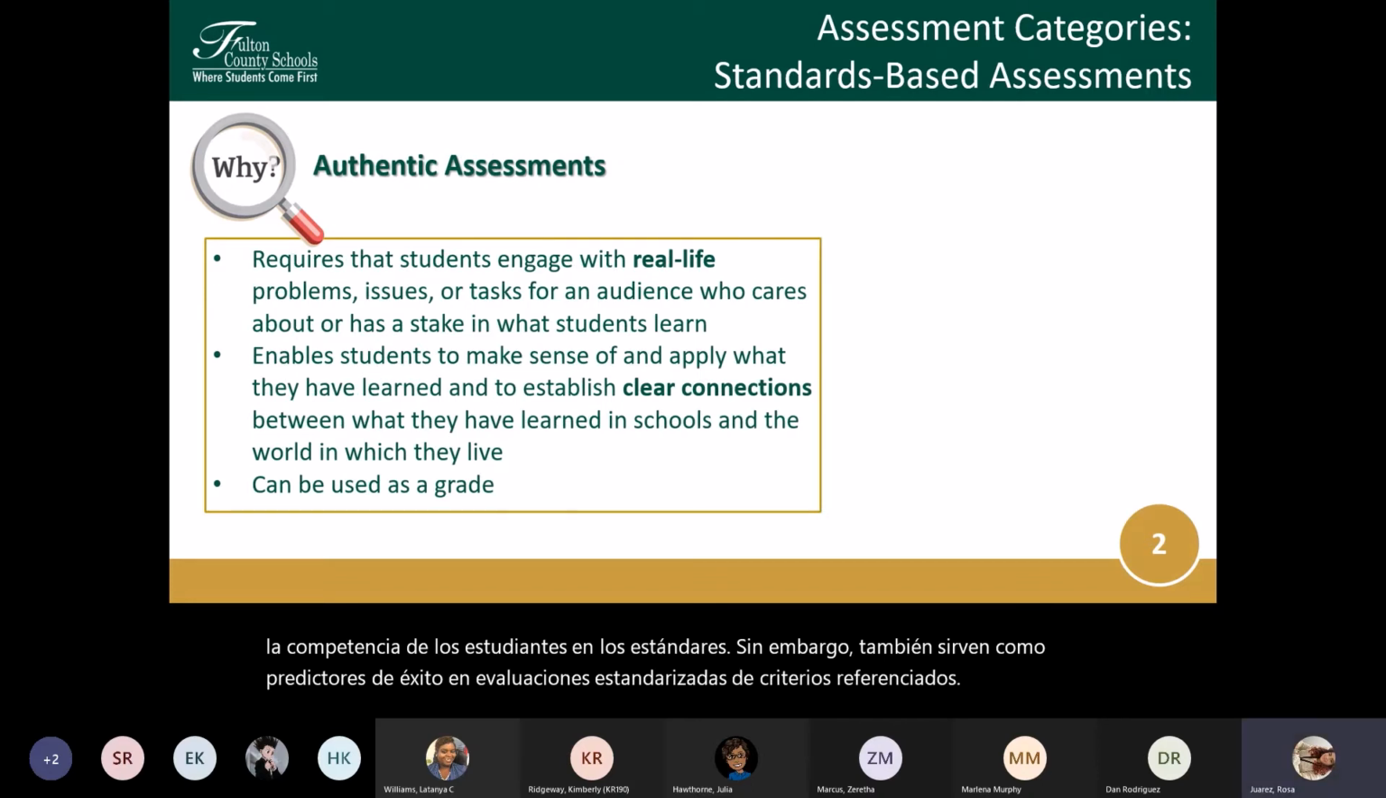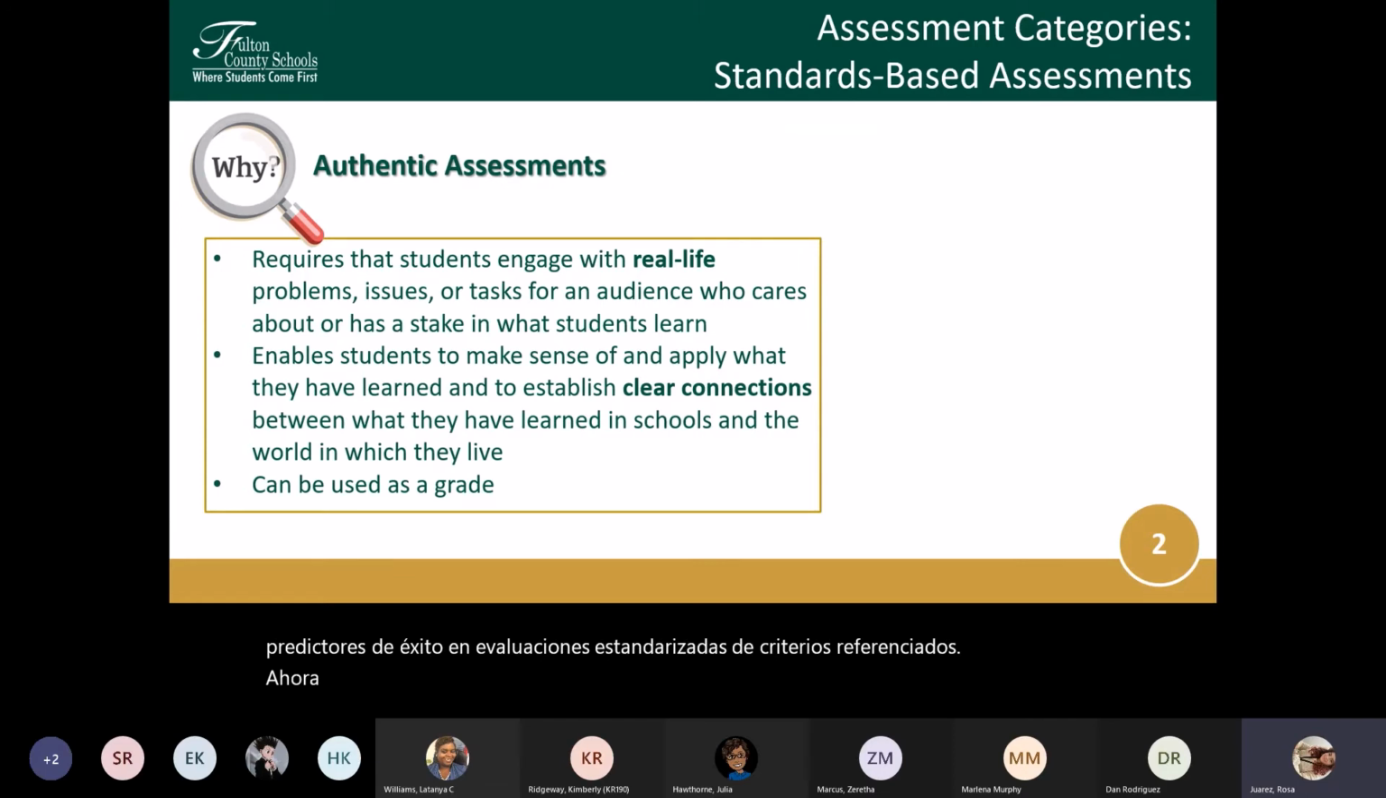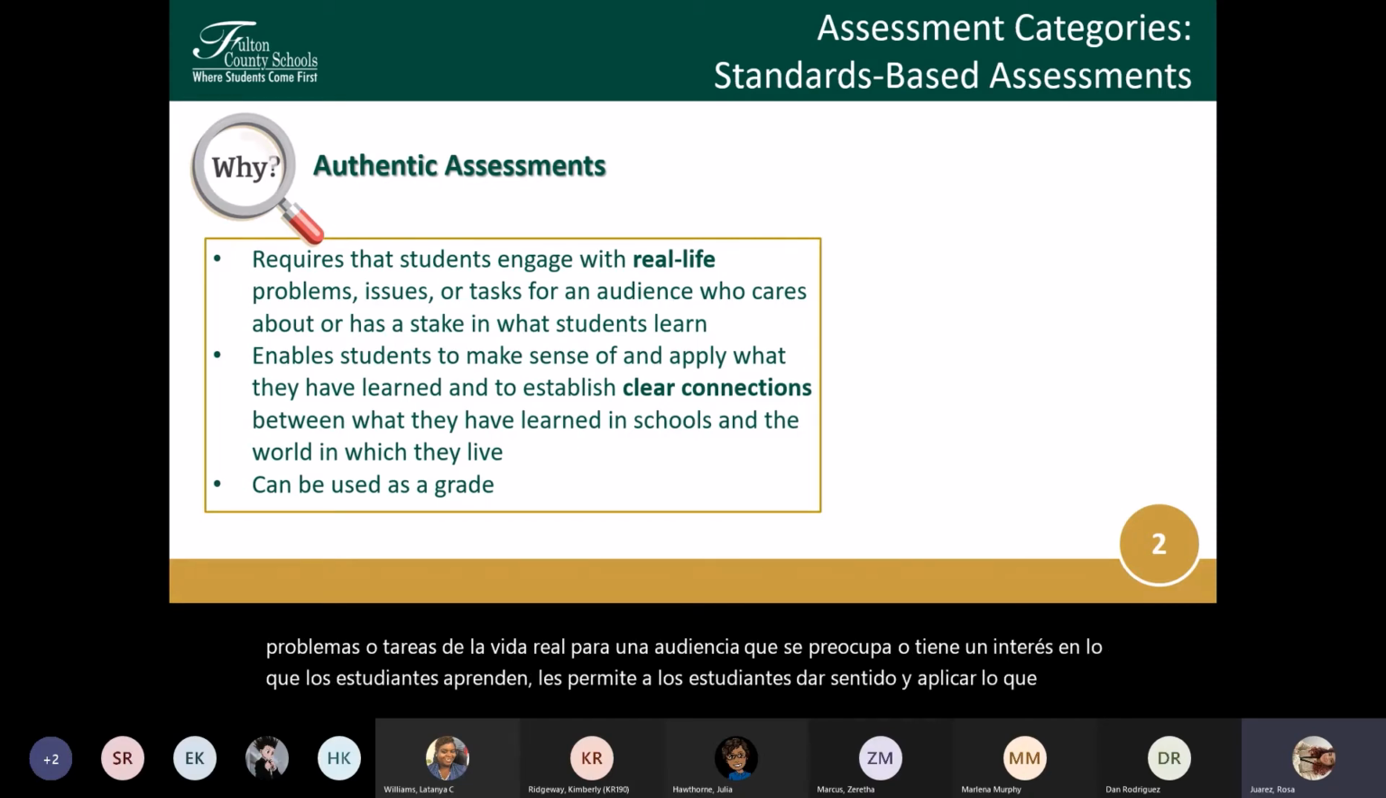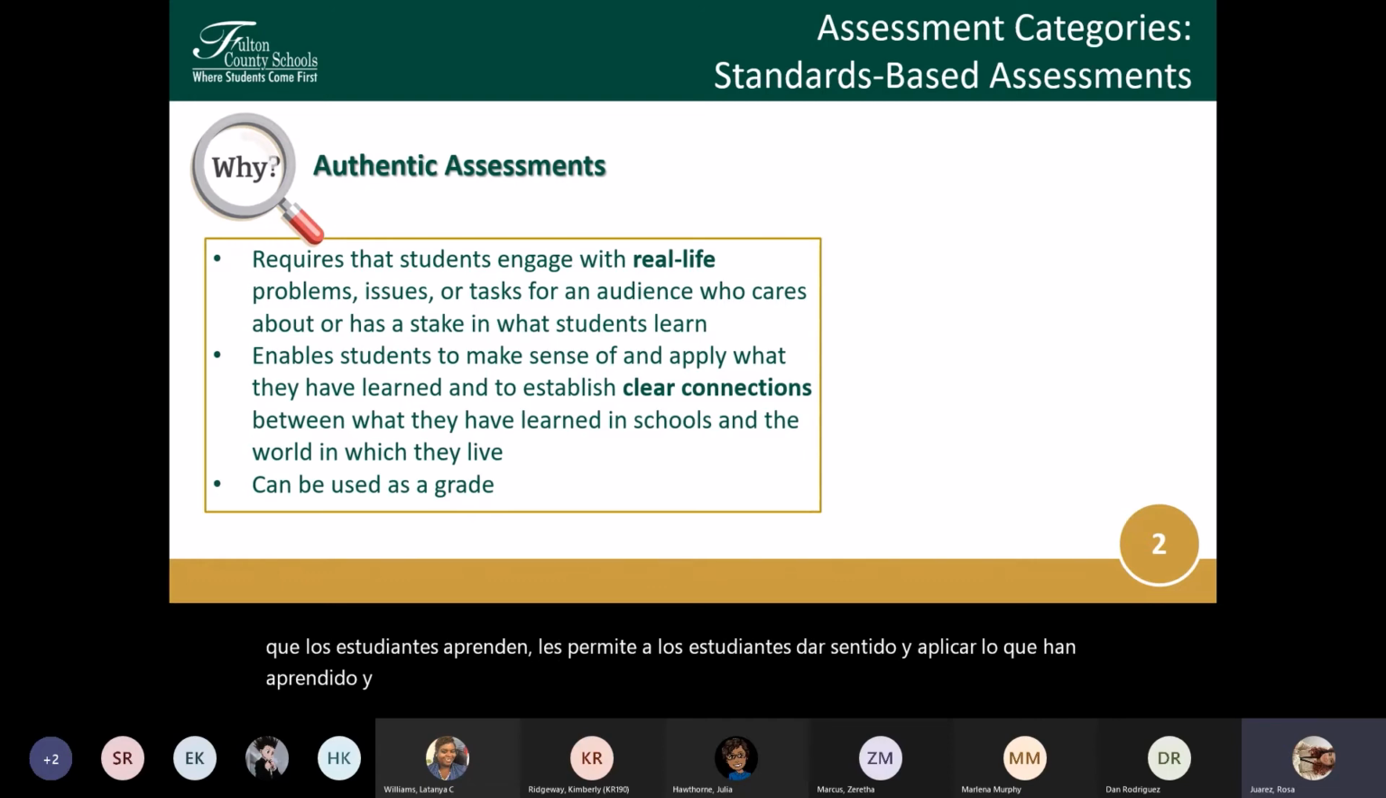Now, authentic assessments require that students engage with real-life problems, issues, or tasks for an audience who cares about or has a stake in what students learn. It enables students to make sense of and apply what they have learned and to establish clear connections between what they have learned in school and the world in which they live. And these can be used as a grade.